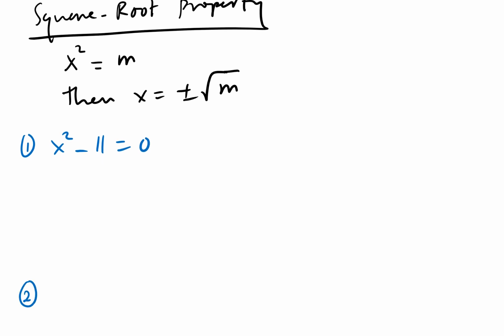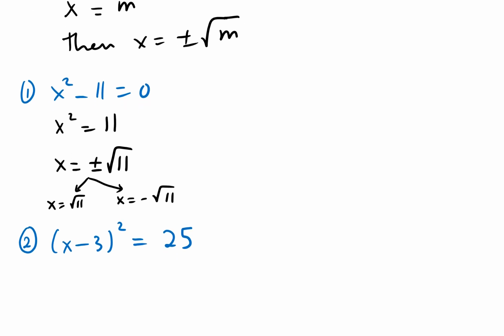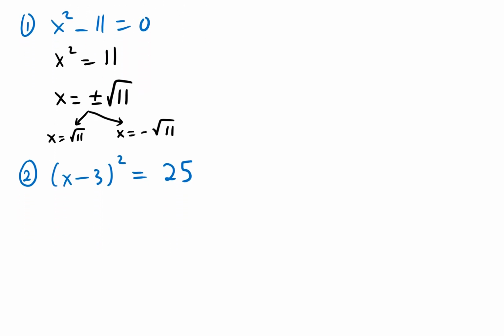Or we need to solve x minus 3 squared equals 25. What happens in this case for the first one? We add 11 to both sides. Then by the square root property, this is plus or minus the square root of 11. Again, plus or minus means one time is plus, one time is minus. Two solutions or two roots or two zeros. We apply it the same way to the next one.